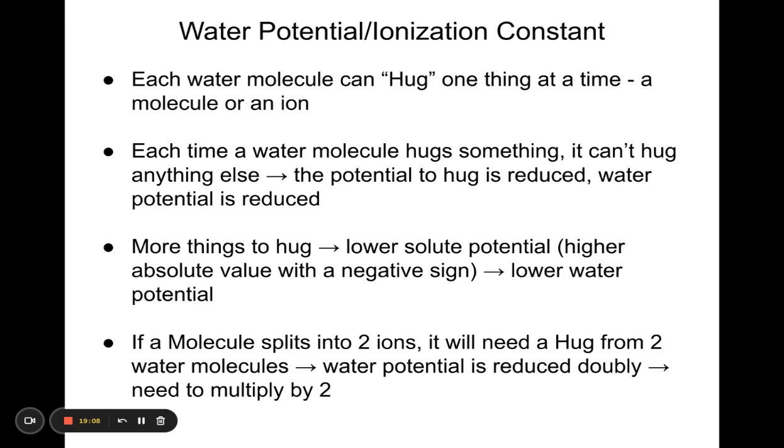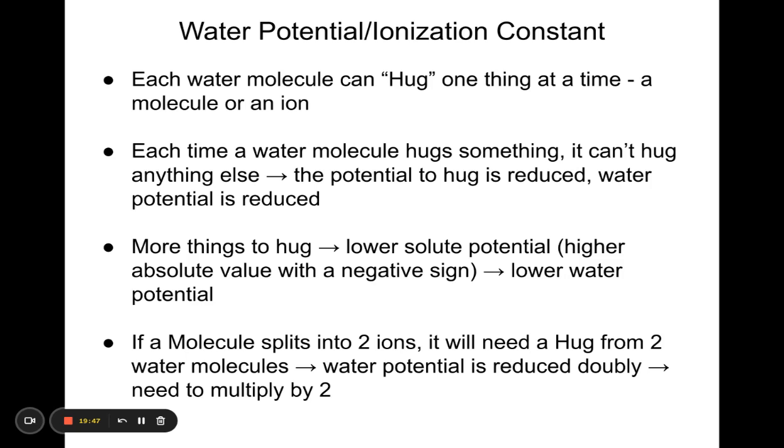Each time a water molecule hugs something, it can't hug anything else, which means that the potential to hug is reduced. So water potential is reduced. This is how I explain why water potential is reduced when you add solute to pure water. So pure water has a water potential of 0. When you add solute, the water potential becomes negative, so it's reduced. Why? Because now the molecules of water will hug all the solute in the solution, and their potential to hug other things is now reduced.